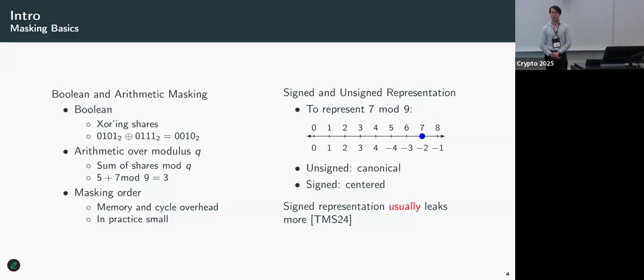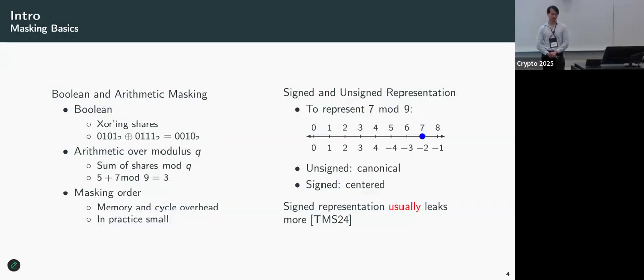Because of the extra memory and computation overhead in practice, you will not use a very high masking order. If you use masking order 4, it's considerably high already. And for arithmetic masking, you have other considerations. How would you like to store the individual shares? You could store them either as signed integers or unsigned integers.